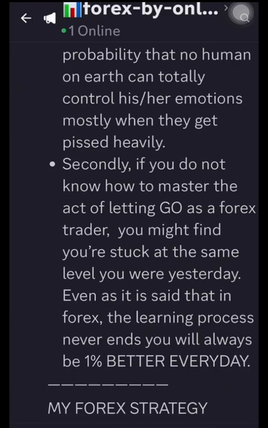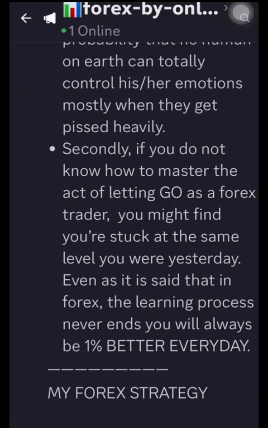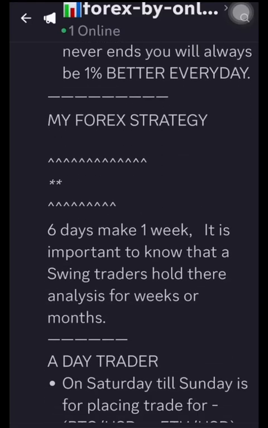Even as it is said that in Forex the learning process never ends, if you cannot master the art of letting go as a Forex trader, you might find out that you are stuck at the same level you were yesterday. You will always be 1% better every day.